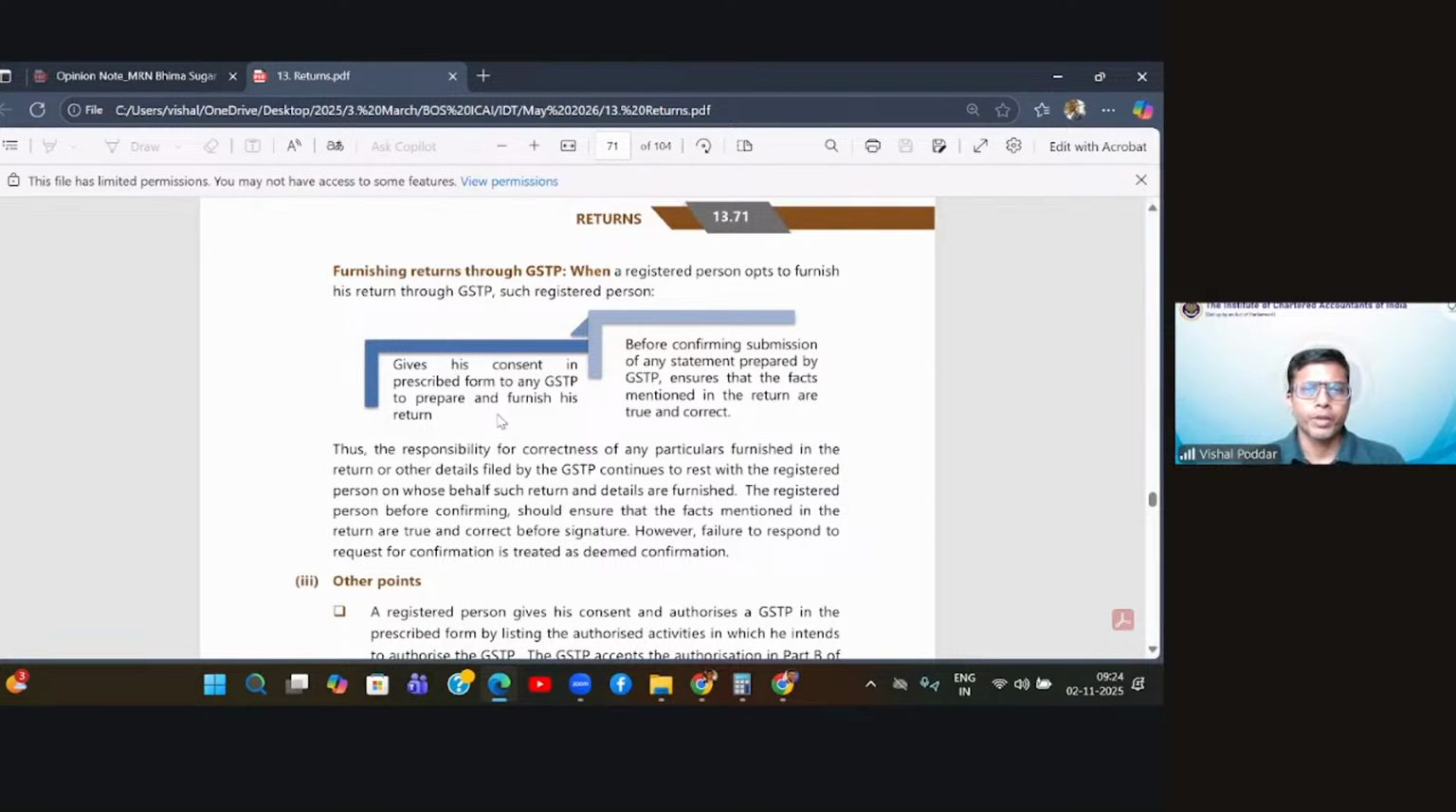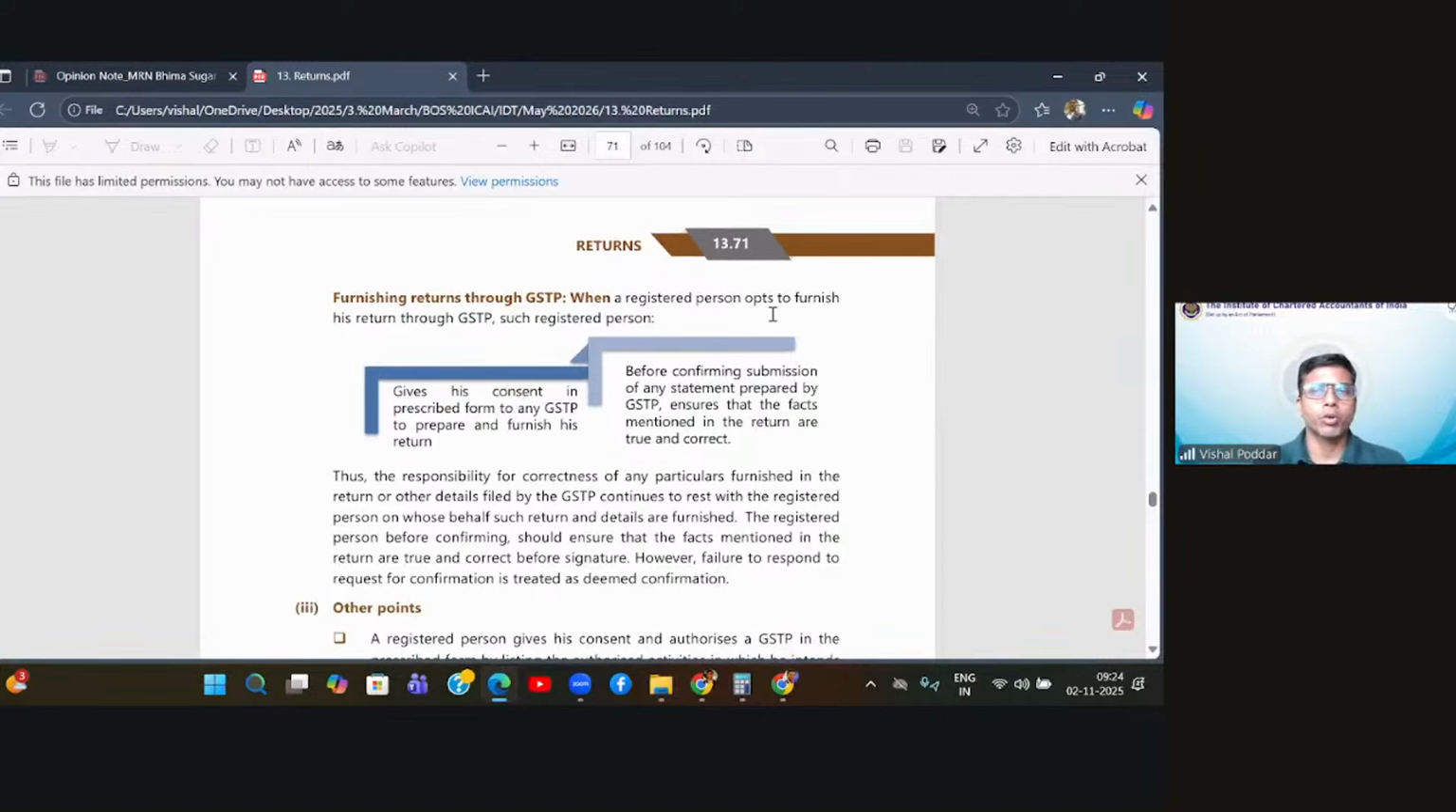Now this is interesting. So as a GSTP, if you have selected me, when I will be uploading any details, which we saw in the previous page, all those things I can upload, and they actually do not require your concurrence. However, what it says is when a registered person opts to furnish his return through GSTP, such person gives his consent in the prescribed form to the GSTP to prepare and furnish returns. Before confirming submission of any statement prepared by GSTP, ensure that the facts mentioned are true. So ultimately, GSTP will only prepare, you have to submit.